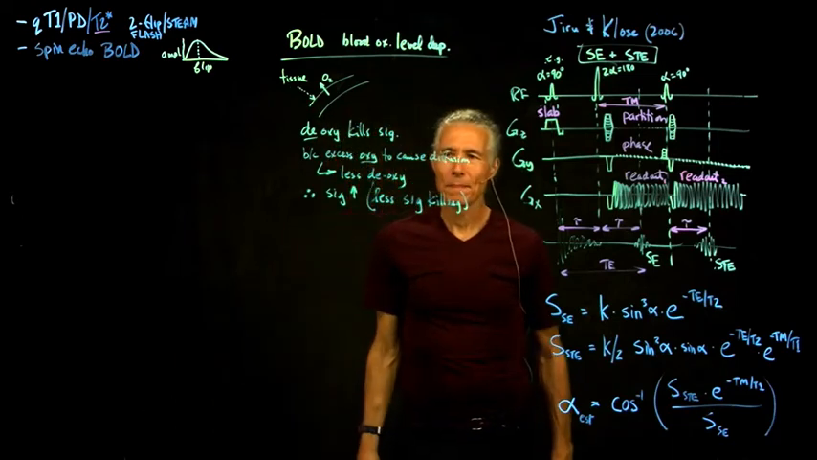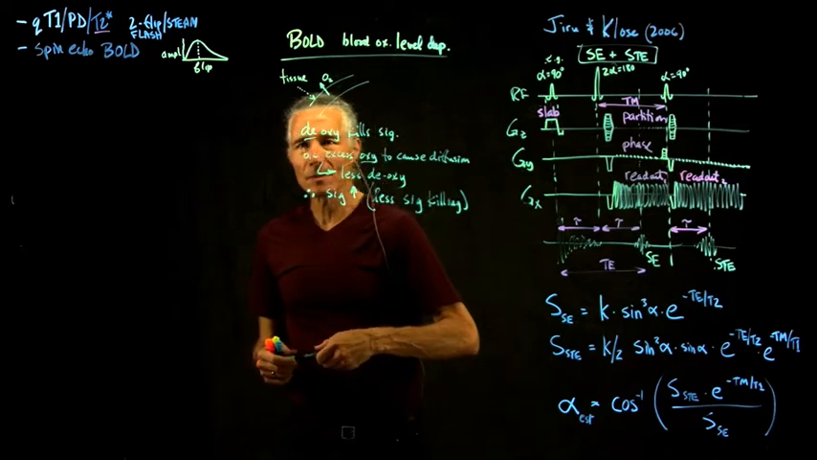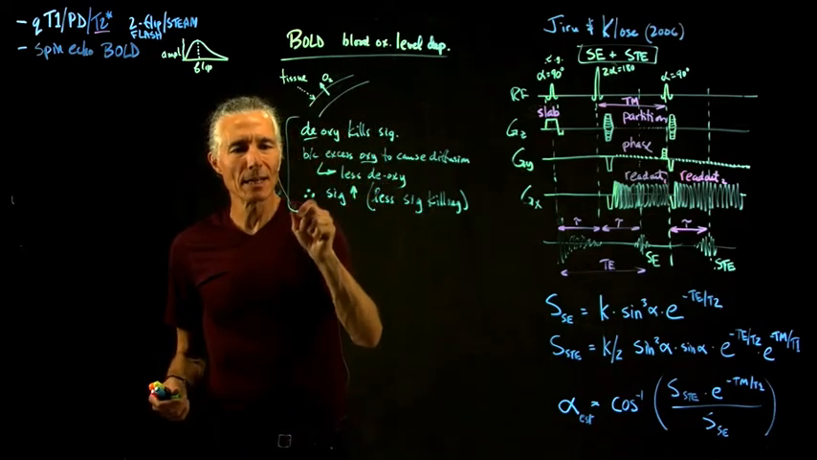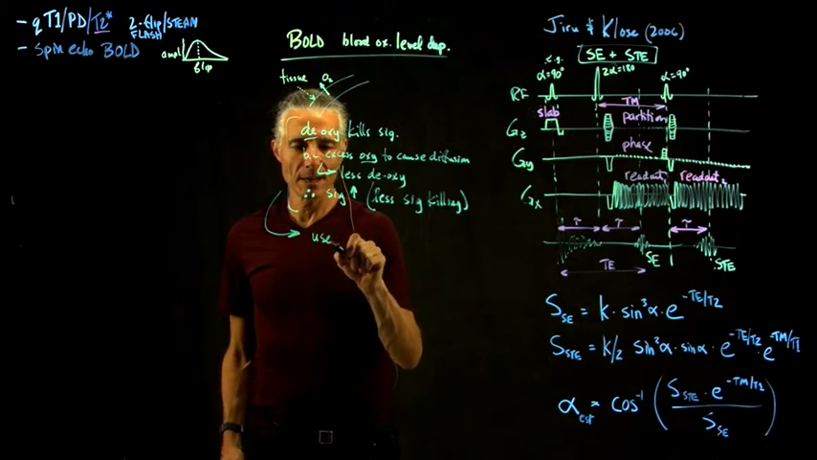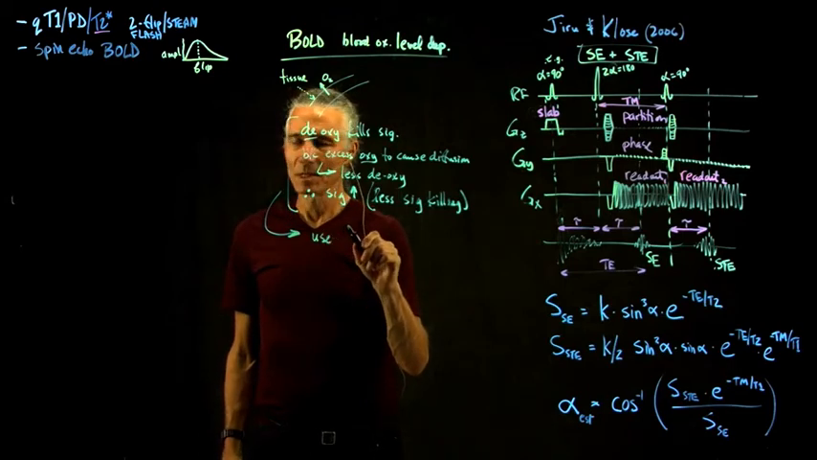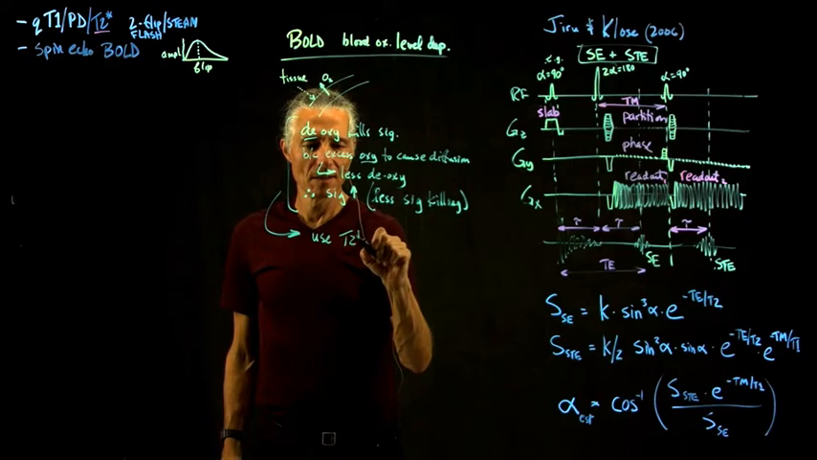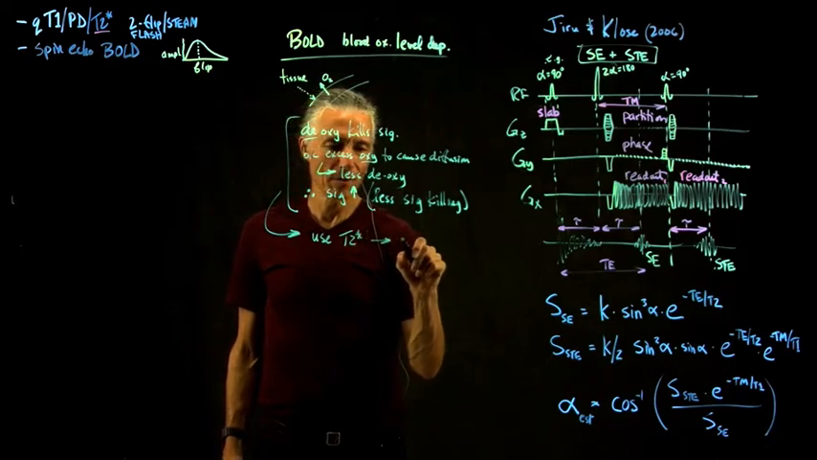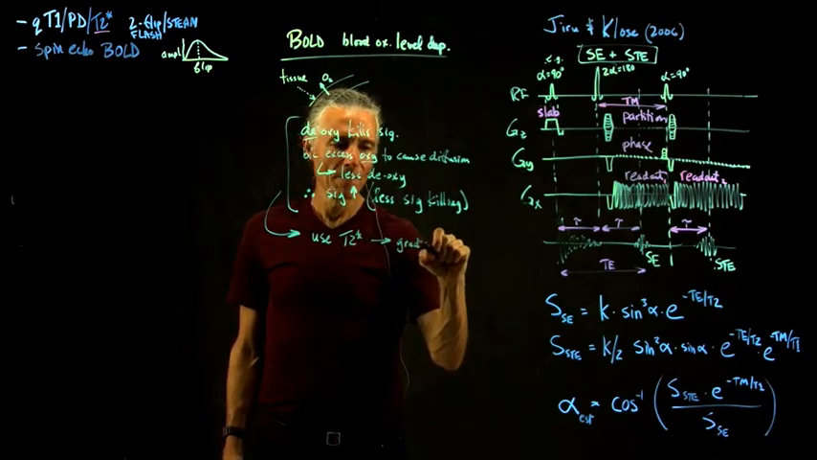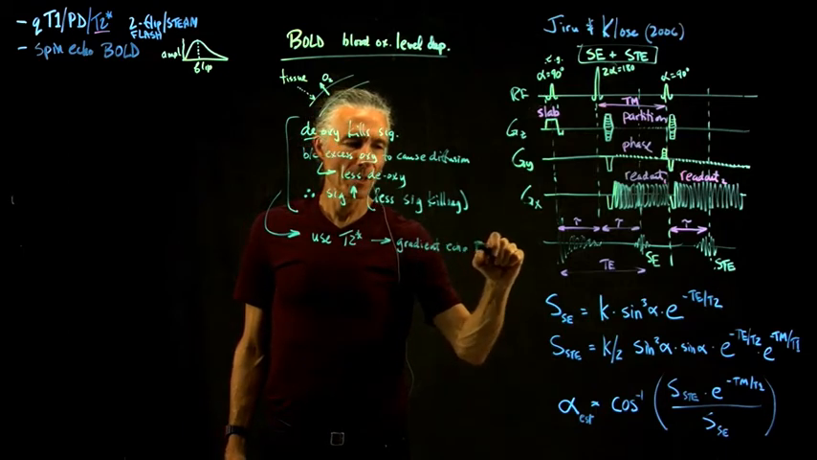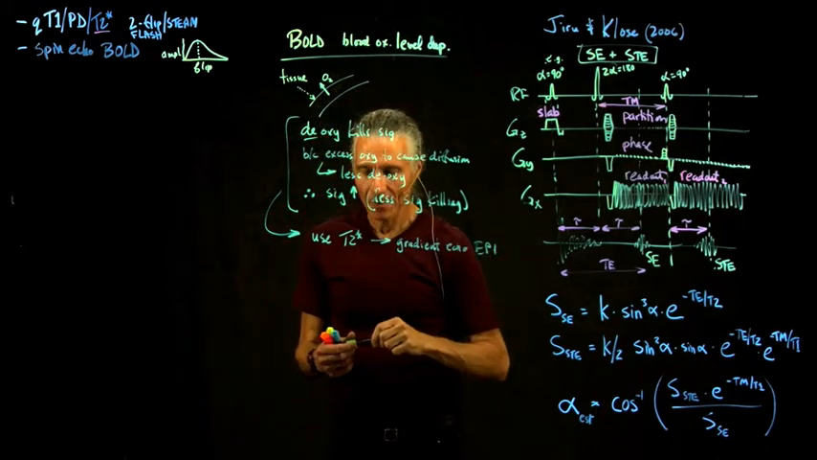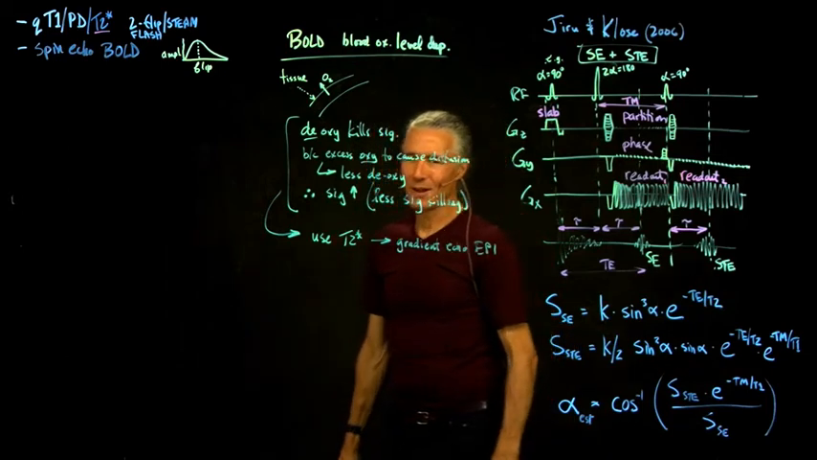So because of this general argumentation, what you want to do is use gradient echo, use T2 star, for example, gradient echo, and that's why we use regular gradient echo EPI. So why would you want to use spin echo?